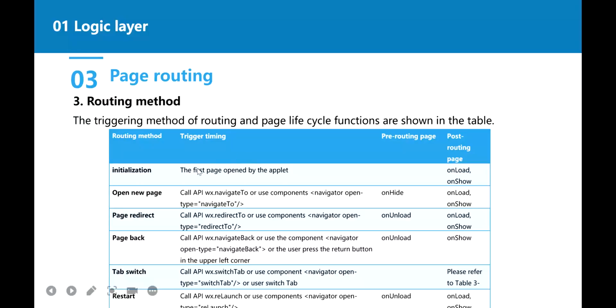For the triggering time, we have the first page opened by the applet. We can call, if we want to open a new page, we may use this method or use some components like navigator to open a new page. Then we have the pre-routing pages onHide, and for the post-routing page we use onLoad and onShow functions.